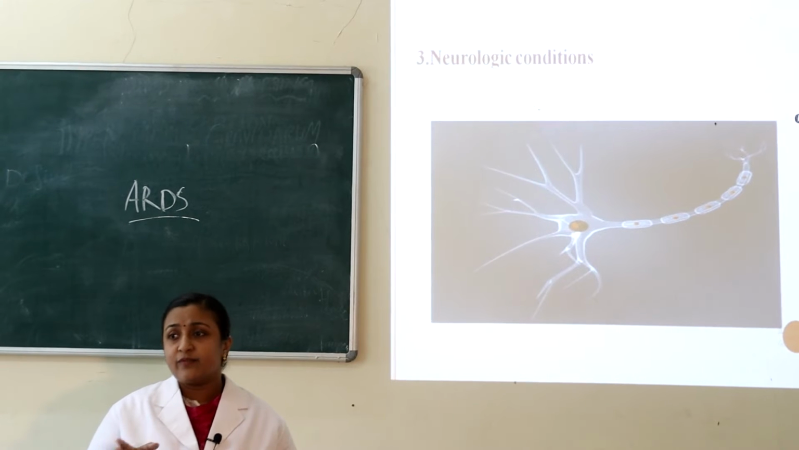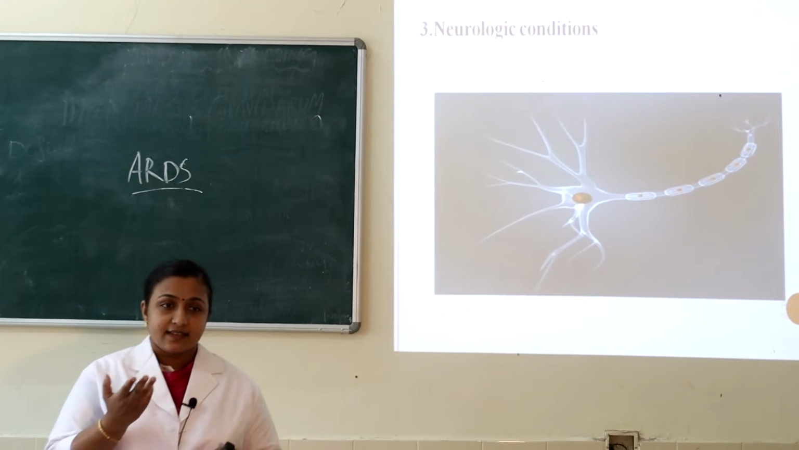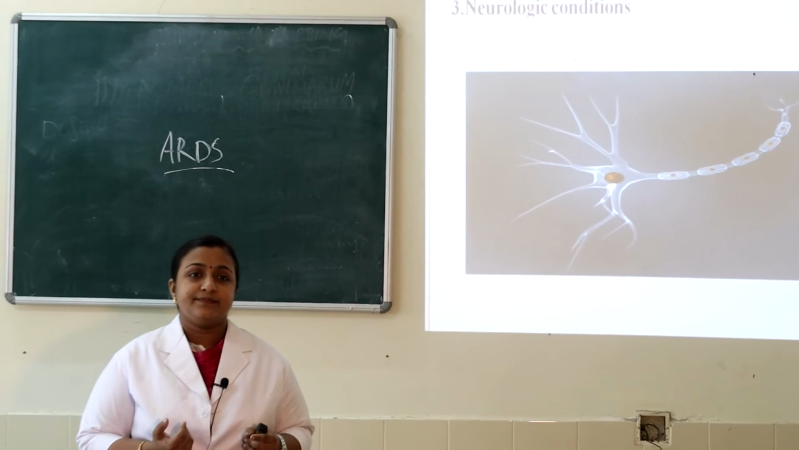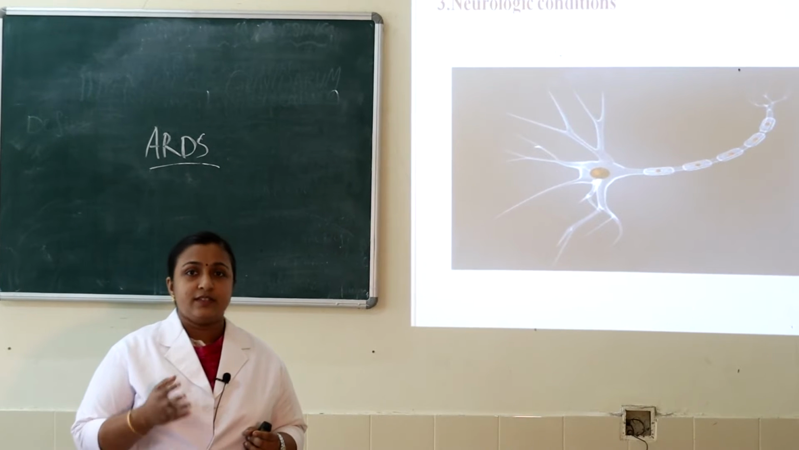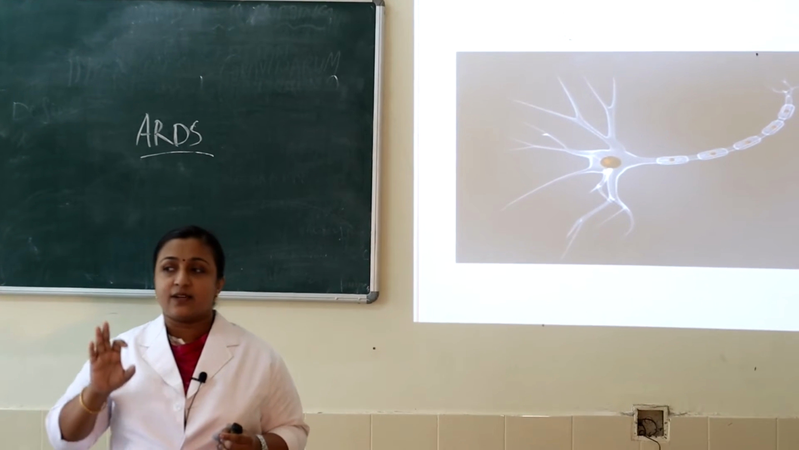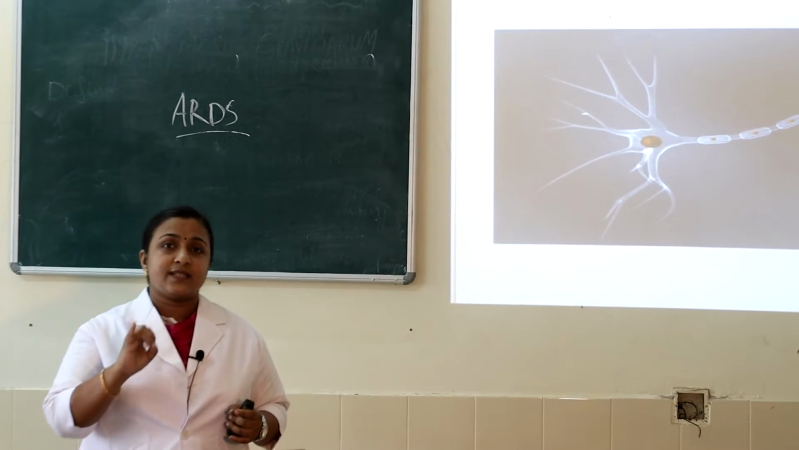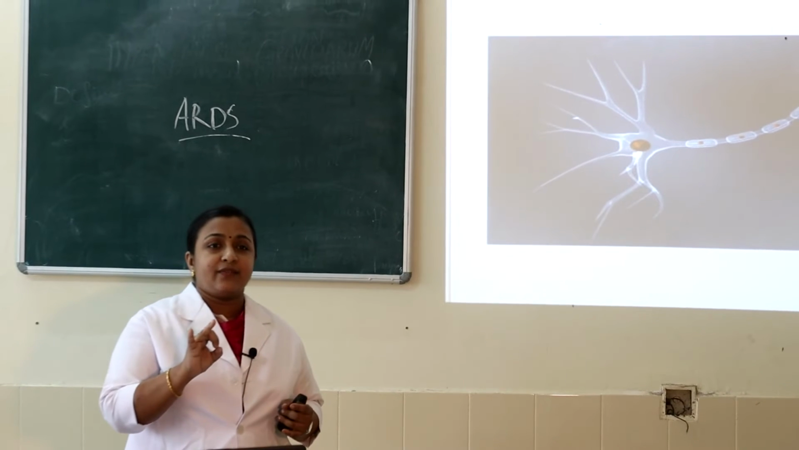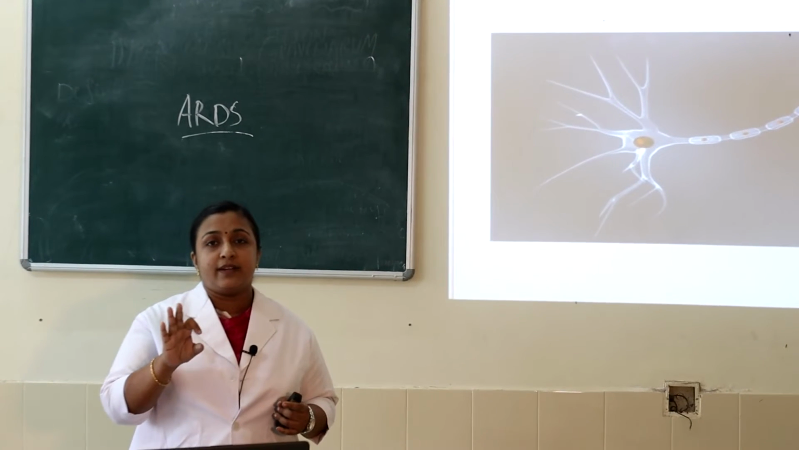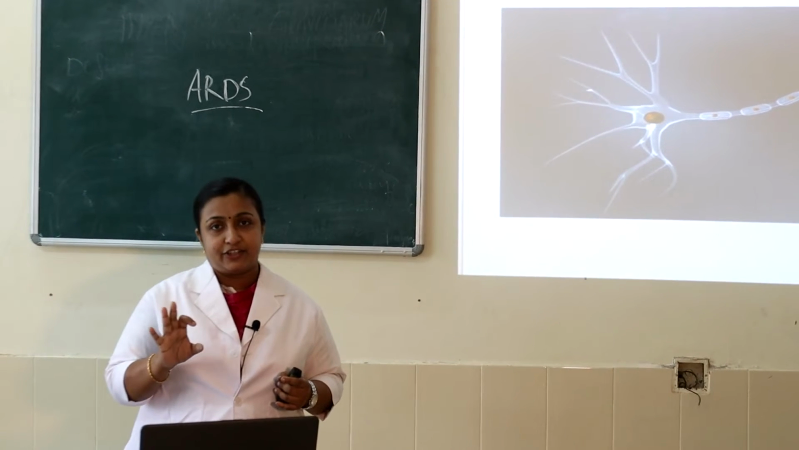What are the three causes of ARDS? Okay, you can tell. Okay, good. That is the three main categories of ARDS. The first one is direct trauma, the second one is indirect trauma, then the third one is neurological conditions.